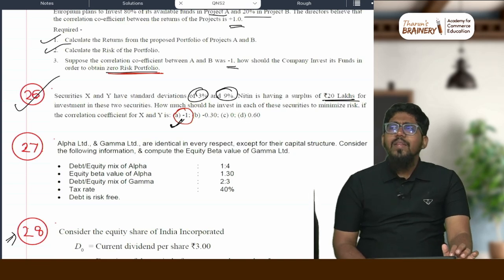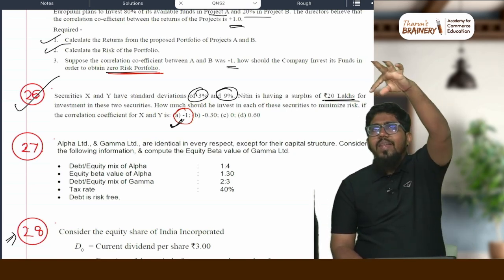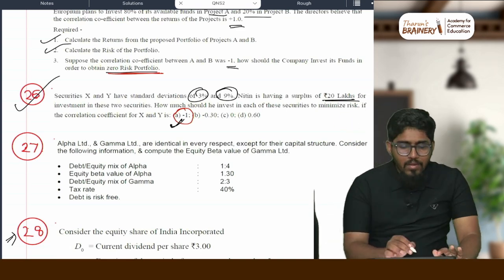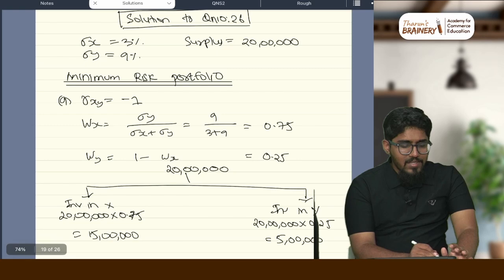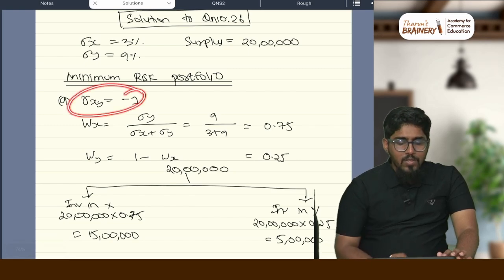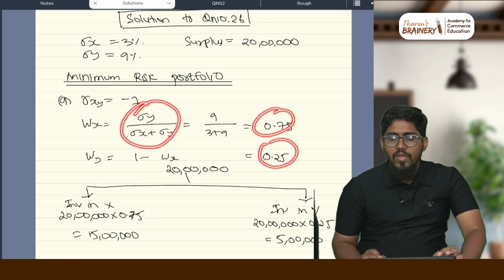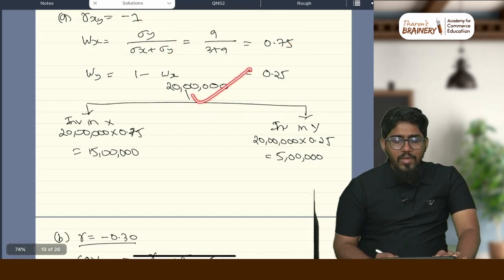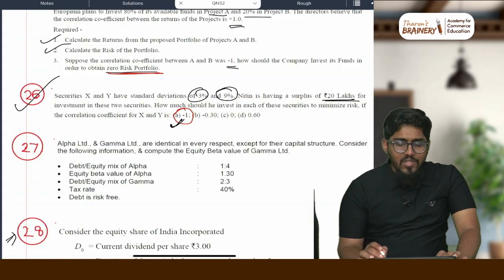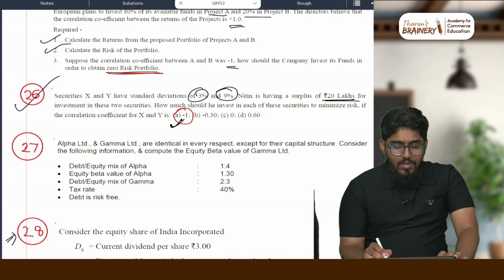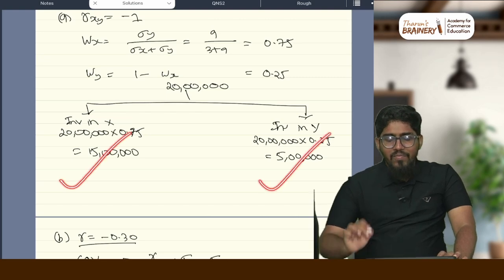Sir, if it is -1, then what you have to do? You all know. Weight of A is equal to standard deviation of B divided by standard deviation of A and B. So that is the answer. Weight of X is Y divided by X plus Y, 0.75, 0.25. So which means out of this 20 lakhs, 15 lakhs should be invested in X and 5 lakhs should be invested in Y, because the question asks how much he should invest where.